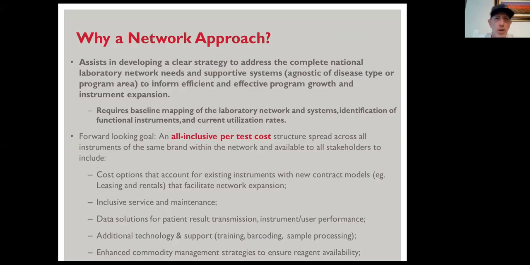So what is the network approach? As I mentioned earlier, it's looking at your complete national lab network, not just looking at viral load, not just looking at EID and TB separately, but collectively looking at what instruments are out there and where they're located, agnostic of disease type.